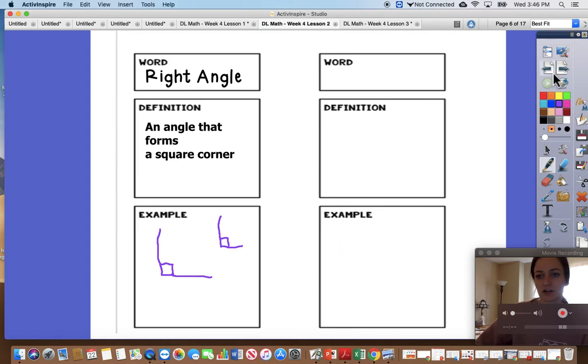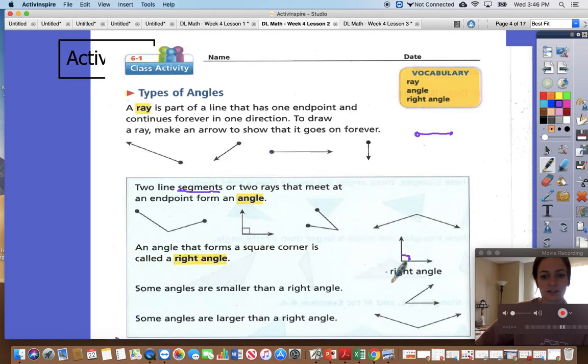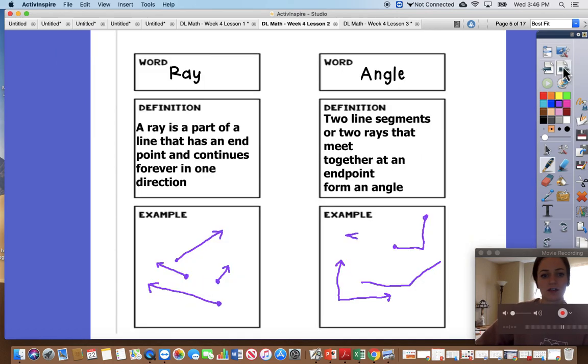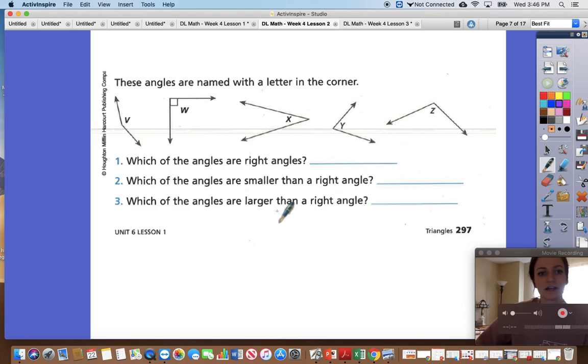My drawings aren't great, so we're going to go back and just look at their examples. Here it forms a perfect square. This is not a right angle because it doesn't form a square. This one is a right angle. Okay, let's keep going.